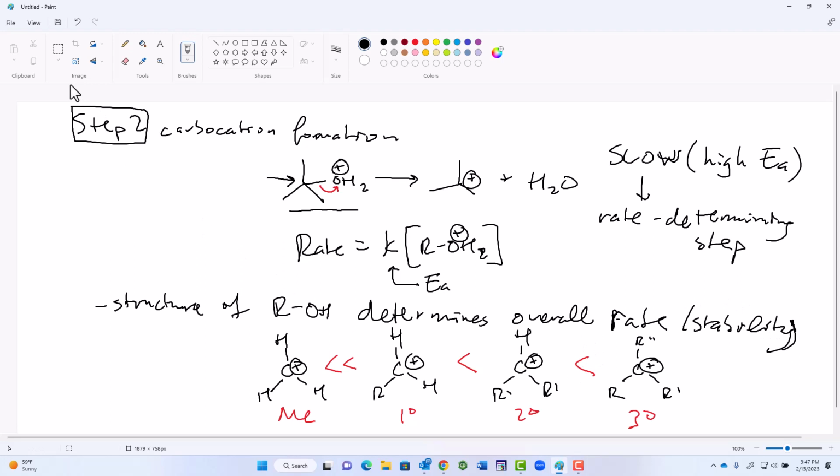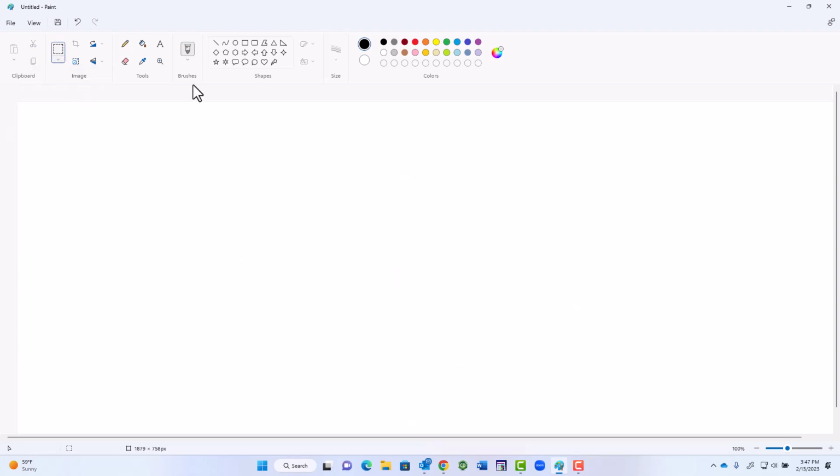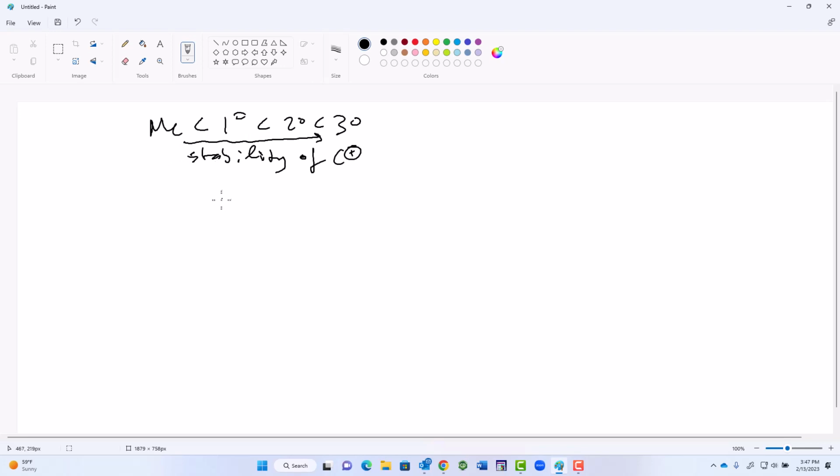So let's talk about why this occurs. So the trend in stability, I'll rewrite this. We saw that methyl is slower than primary, is slower than secondary, is slower than tertiary. So there's a couple reasons. This is the trend in stability of C+. So this goes methyl in the direction of tertiary. So why is a tertiary carbocation more stable than a secondary, primary, or methyl?